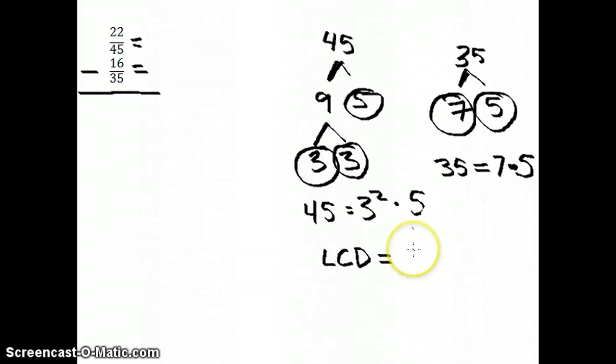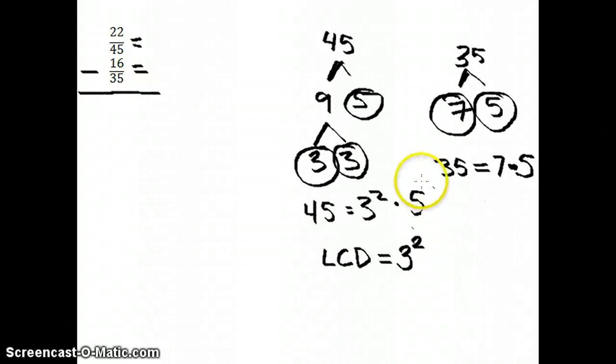If we look at the prime factorizations for 45 and for 35, we can see that we have the prime numbers 3, 5, and 7. So we're going to choose the largest amount that any single factorization has of each one of those. For example, looking at 3's, 45 has 3 squared and 35 has no 3's as part of its prime factorization. So we're going to include 3 squared. That's the largest amount that any single factorization has of 3's.